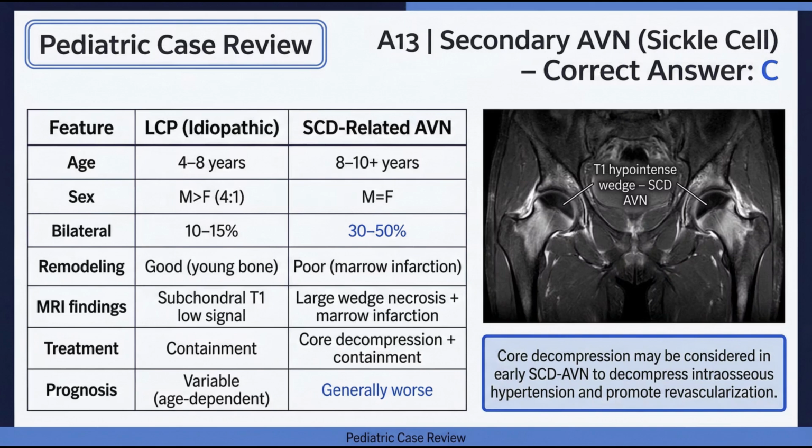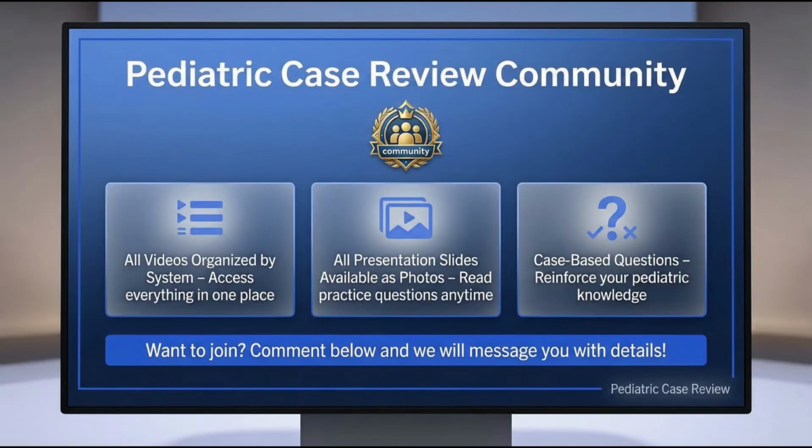On magnetic resonance imaging, sickle cell-related avascular necrosis shows a large anterior superior wedge of T1 hypointense signal and marrow infarction, while Legg-Calvé-Perthes shows subchondral T1 low signal. Treatment of sickle cell-related avascular necrosis includes core decompression in early cases plus containment, and prognosis is generally worse than idiopathic disease. Thank you for watching Pediatric Case Review.